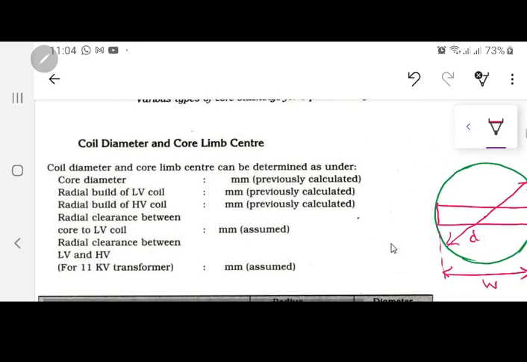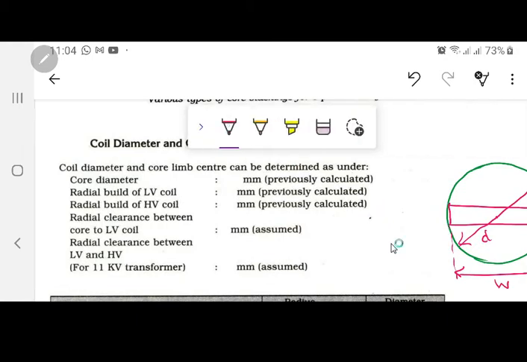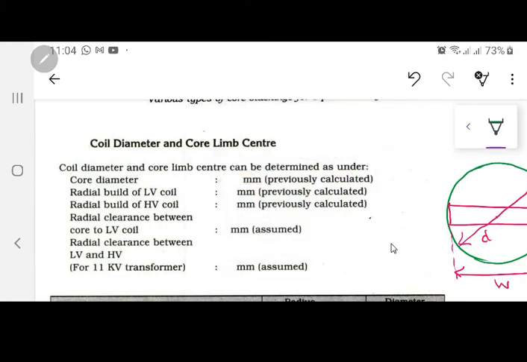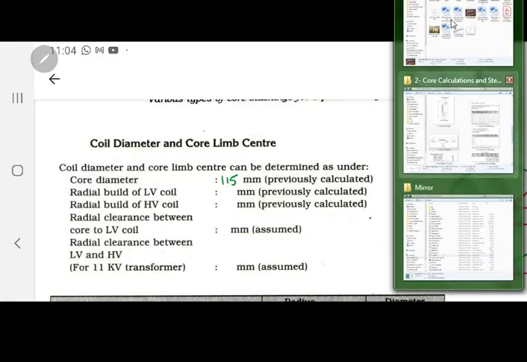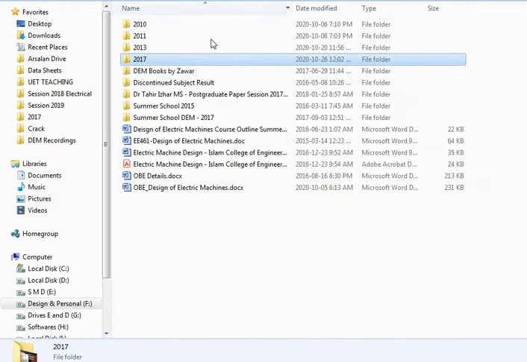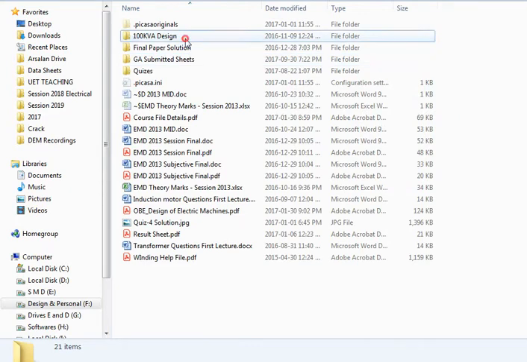Okay. So let me just put in the value. Let me use another color. So this is 115. What was the radial build of the low voltage coil? We have been following the same design which was in this book, if you remember. So I'm just going to, in fact, let me go through the file table so I can show you where actually I am taking this data from.